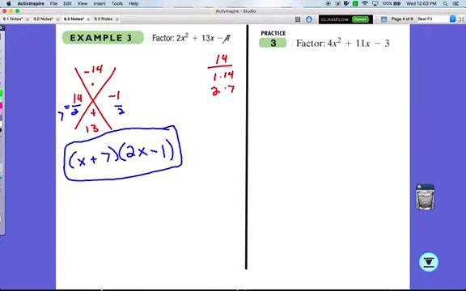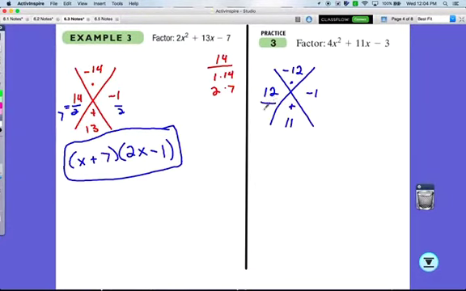All right, so try practice 3. All right, here you go. 4 times the negative 3 gives me negative 12. I have 11 on bottom. It's going to end up being 12 minus 1. That gives me the 11 on the bottom and multiplies with the negative 12 up top.